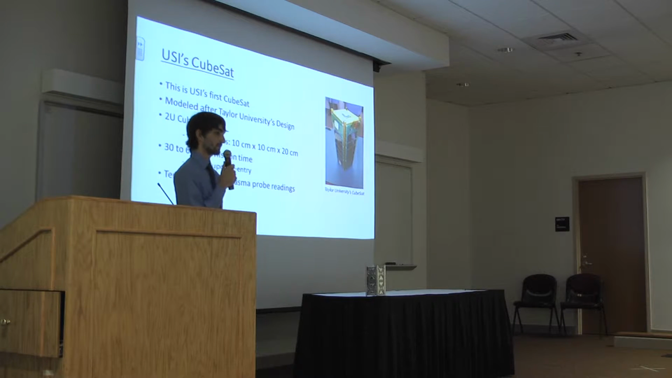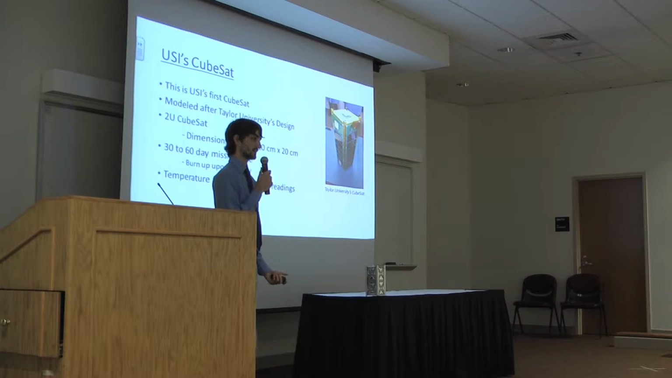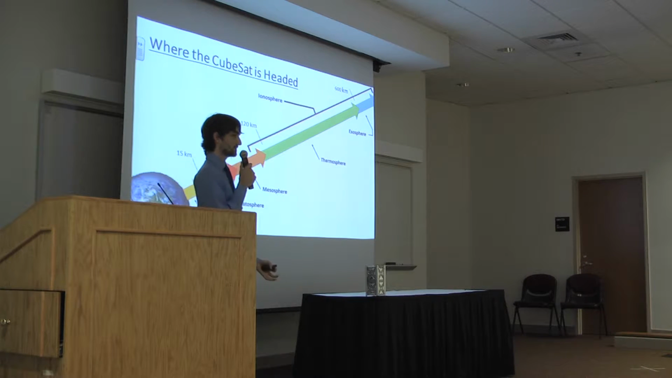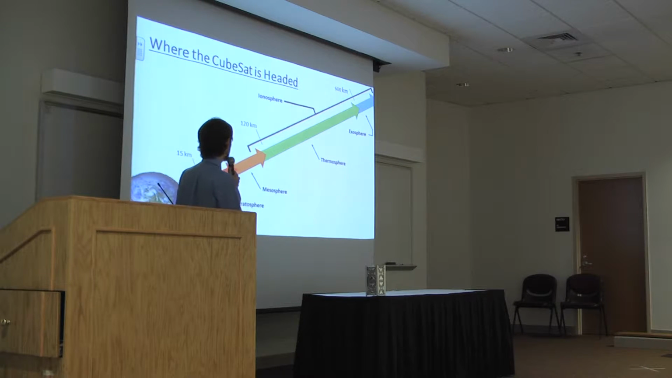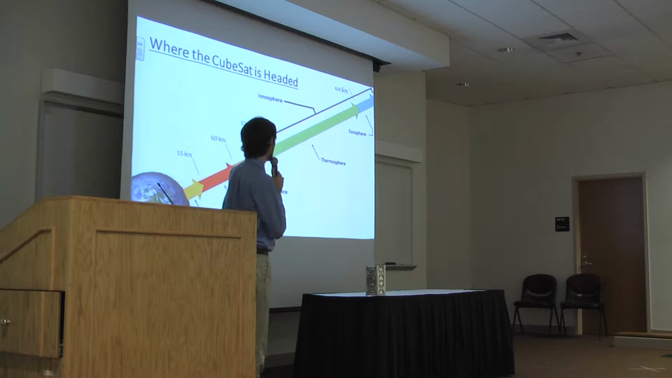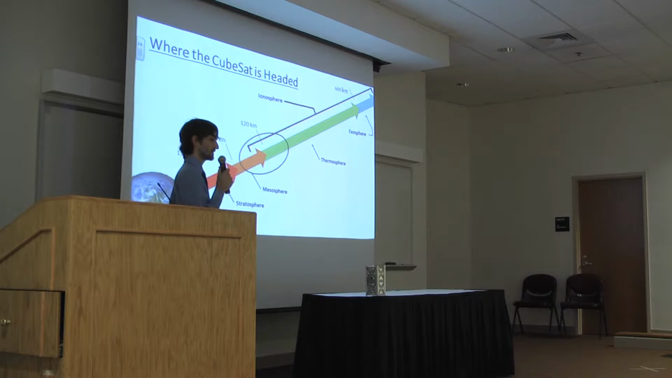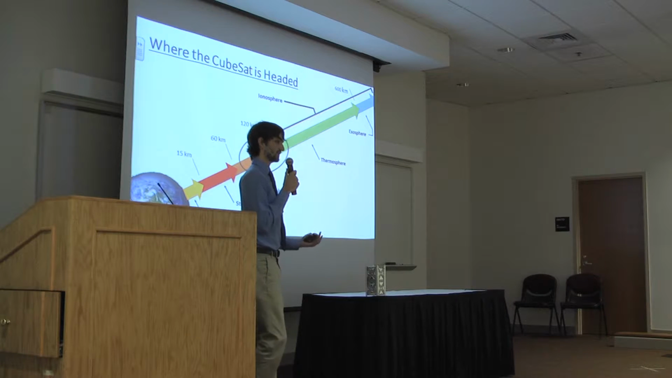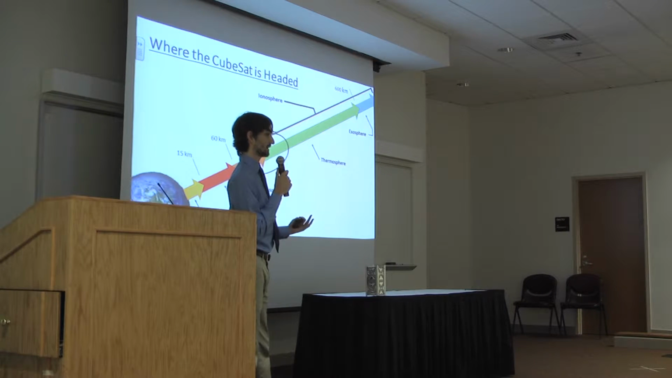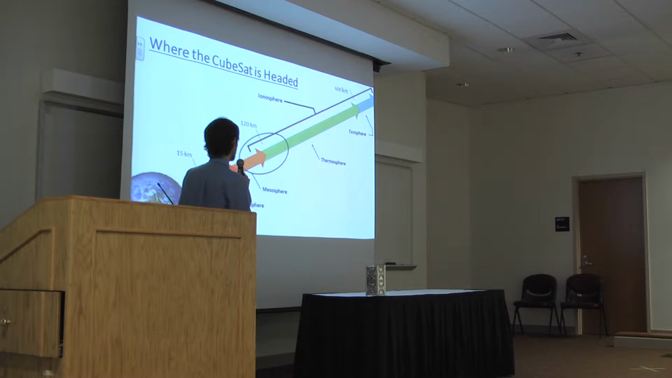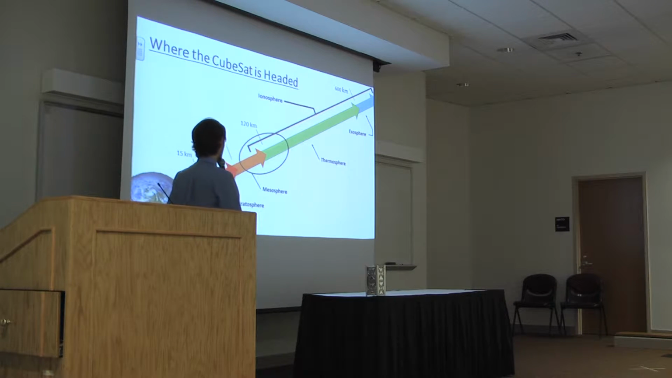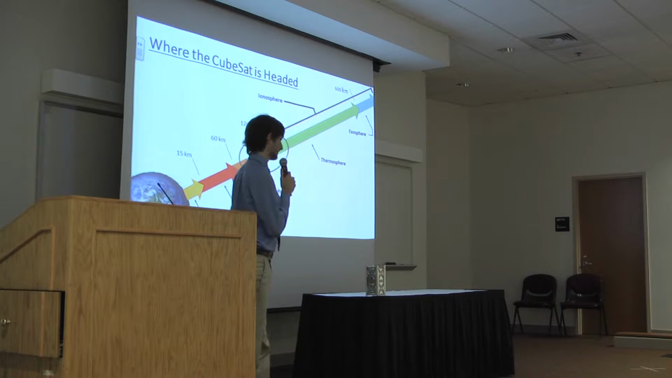Our mission time is going to be roughly 30 to 60 days, where it's going to collect temperature and plasma probe readings. So this CubeSat is headed to the lower ionosphere, which is the upper mesosphere and lower thermosphere, about 120 kilometers from the surface of the Earth. That's a general idea of where we want to send this CubeSat, and the reason for that is this section of space is a largely unstudied section, so we want to get some data collection from that unstudied part.